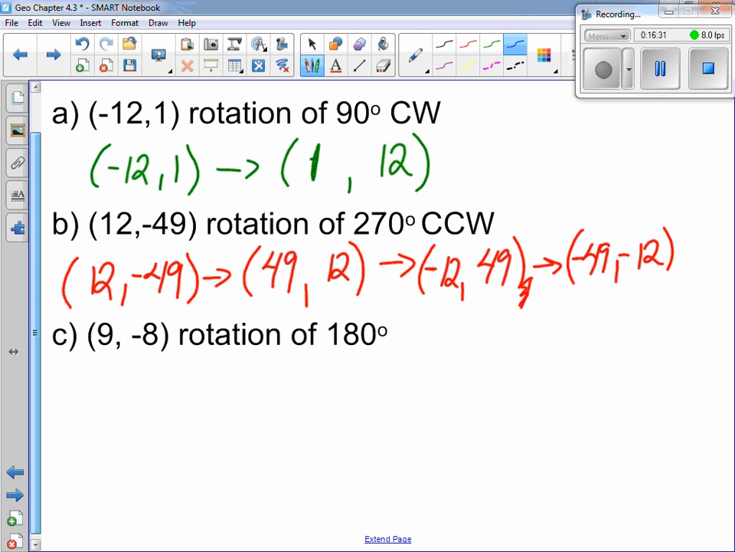Because if we went clockwise, we would get right here, because we would flip it and make the second negative, which would make the 12 negative, and we would have negative 49, negative 12. Questions on this here? Are we good with this here? Yes? Okay.